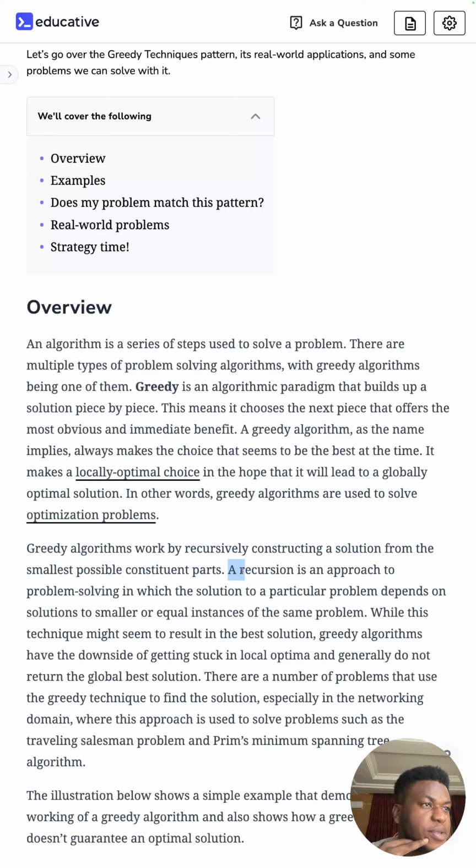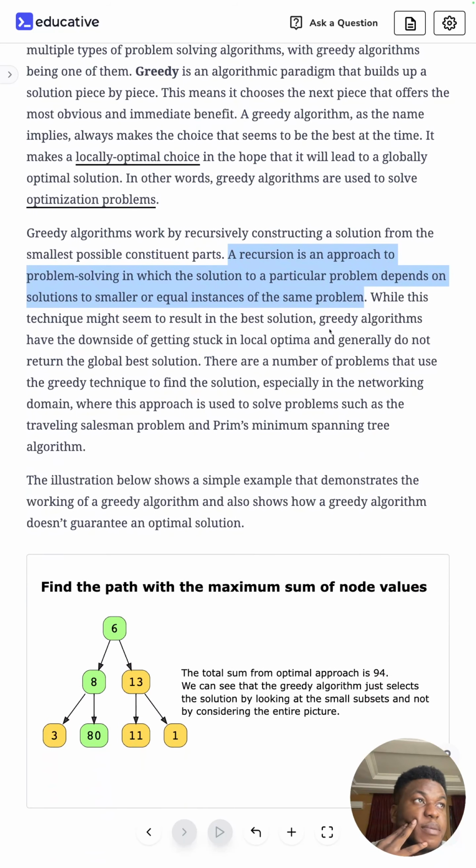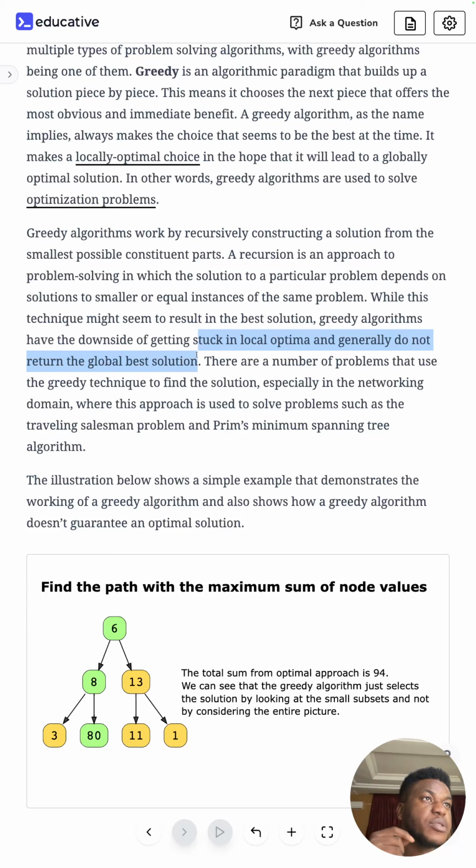And recursion, which we've seen especially in the last few videos, is an approach to problem solving where the solution to a particular problem depends on solutions to smaller or equal instances of the same problem. They have a downside of getting stuck in local optima and generally do not return the global best solution. But they're still useful, apparently.